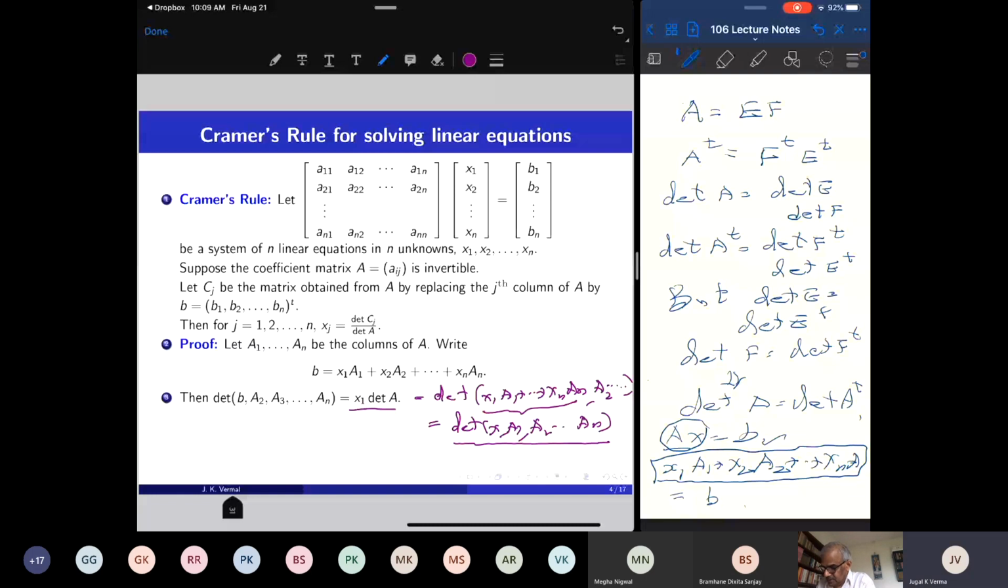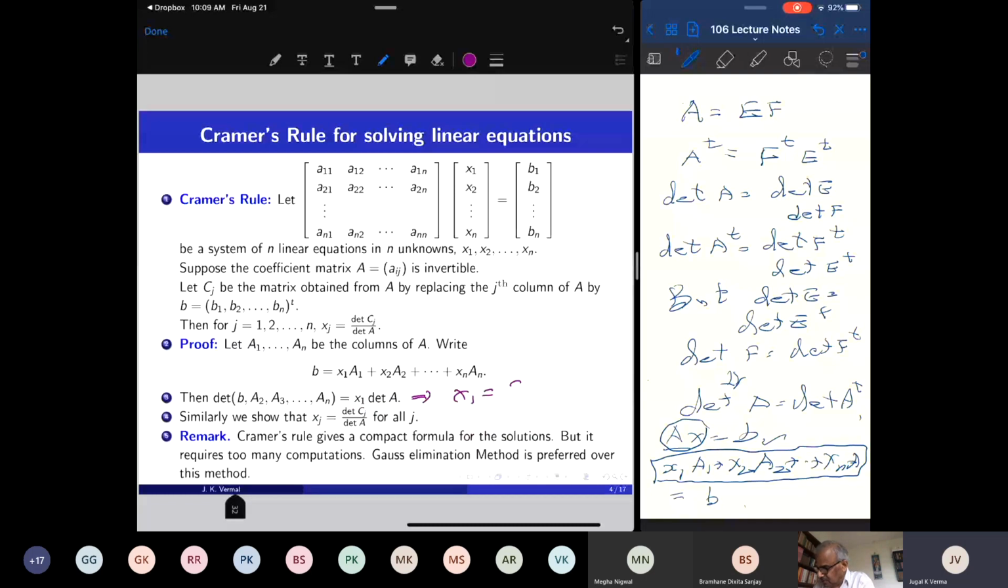So that shows that if I do it for x1, x1 is equal to the determinant of C1 over the determinant of A, and the same argument will show me that xj is the determinant of Cj over the determinant of A. Okay, so this is the compact Cramer's rule, but you see there are too many computations involved.